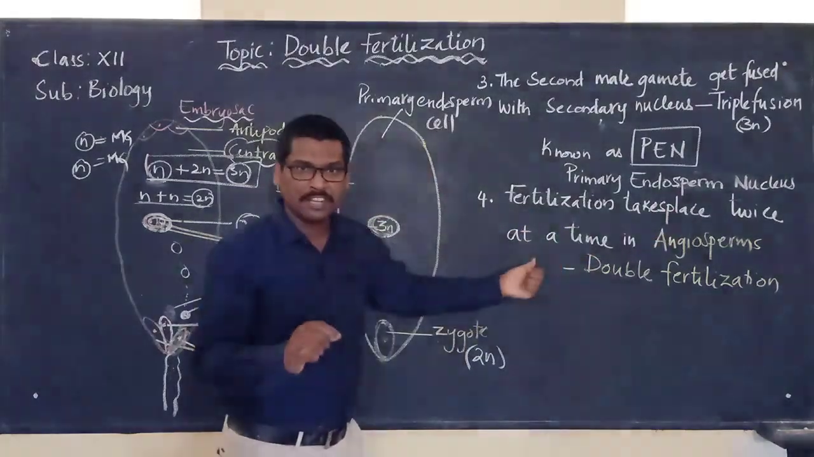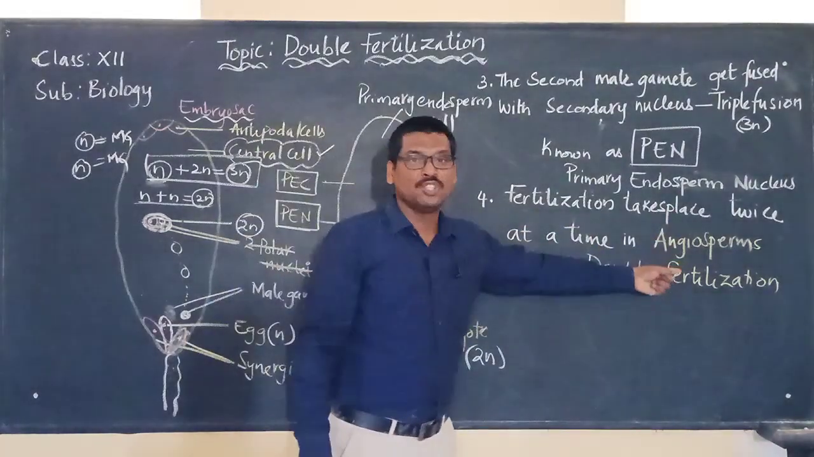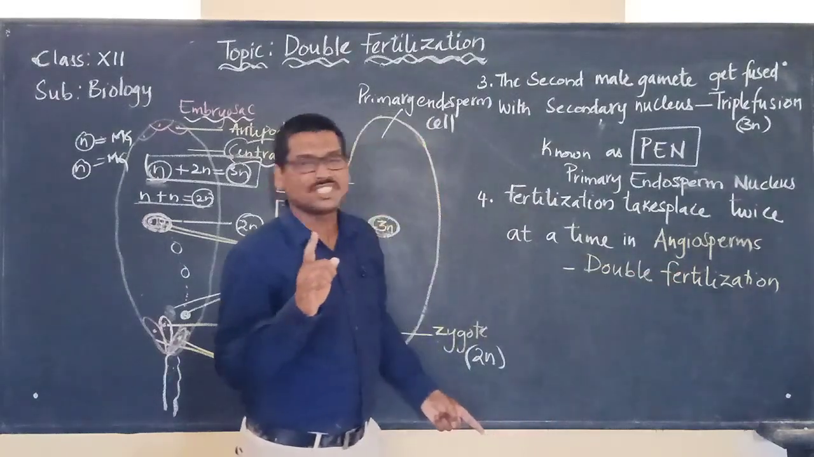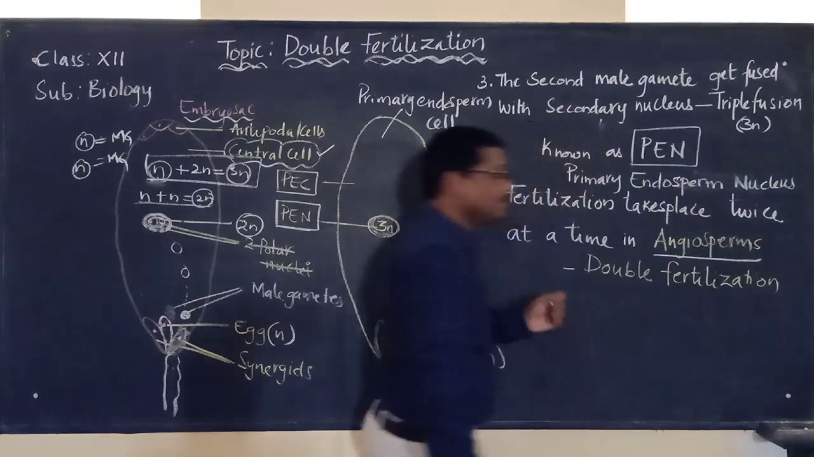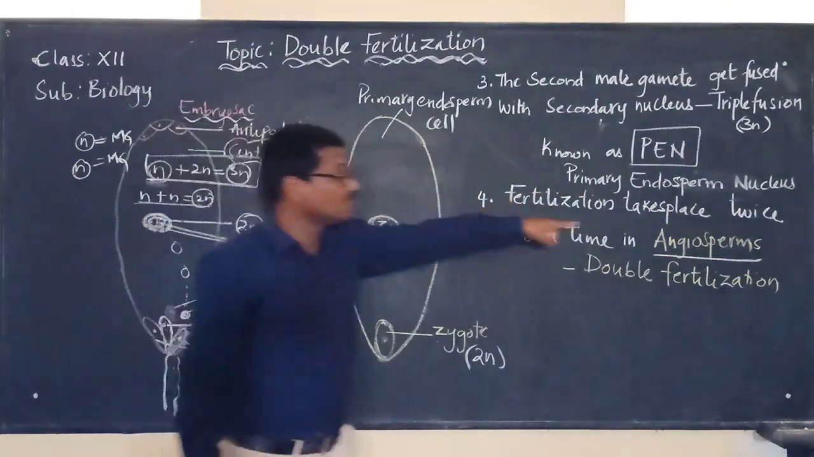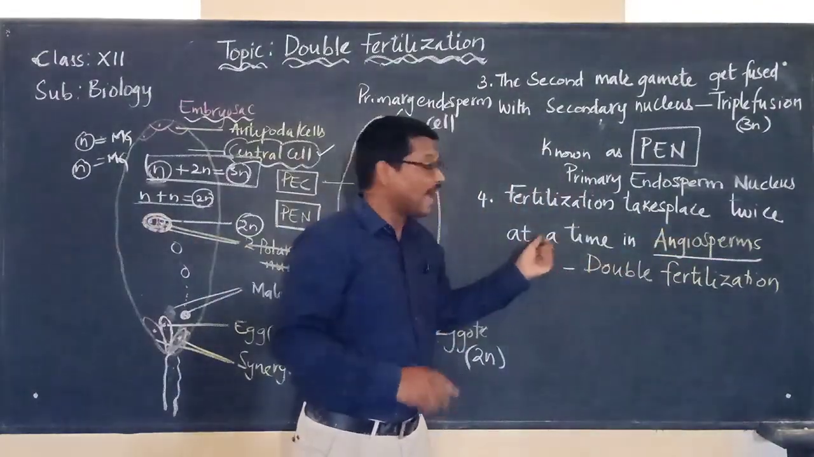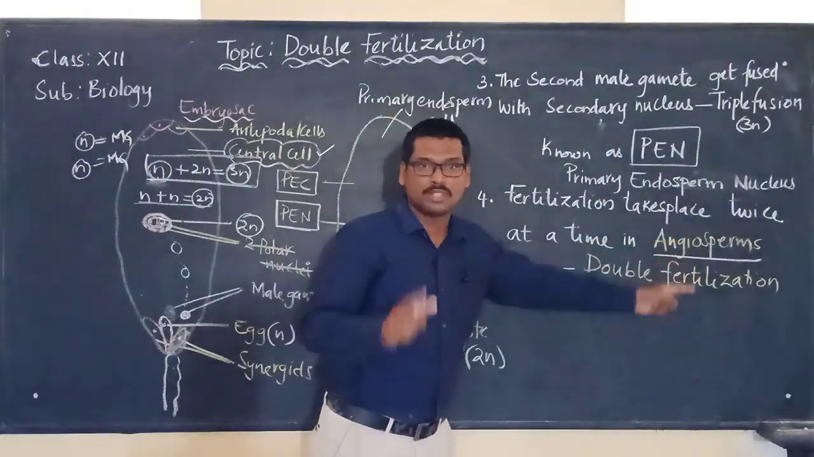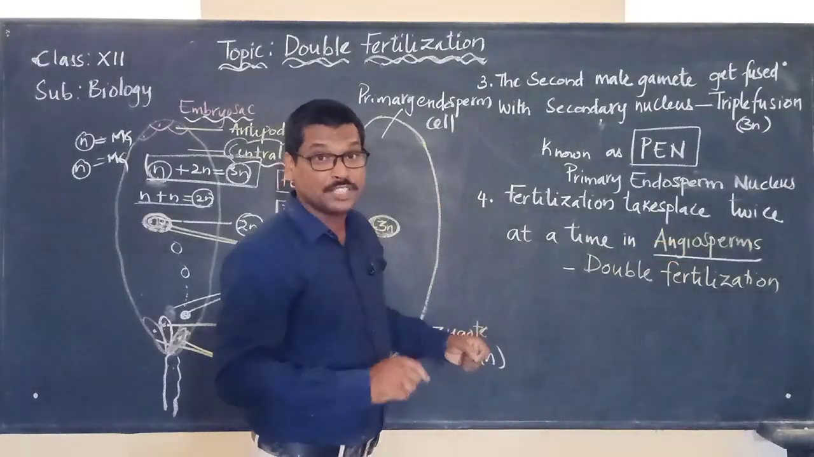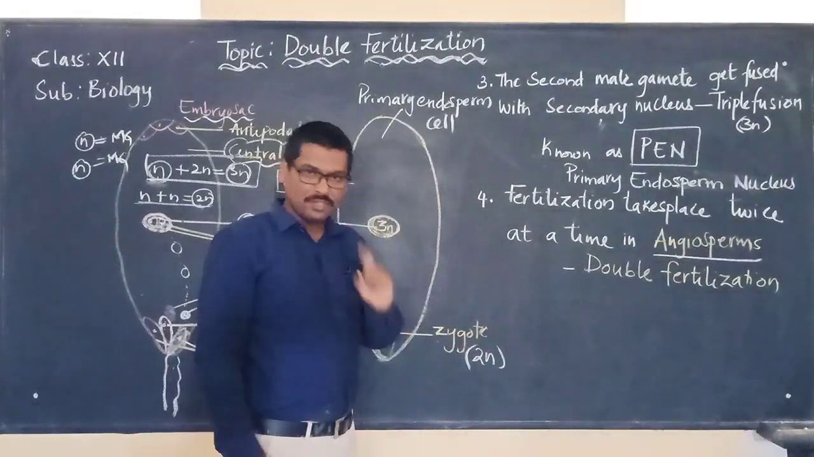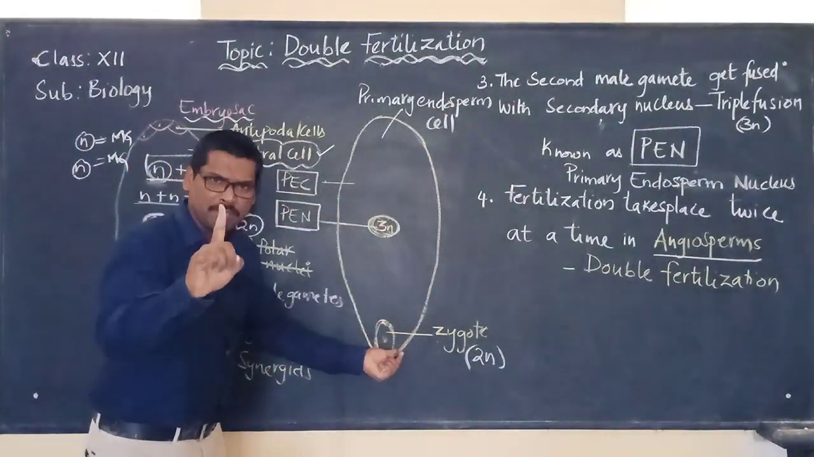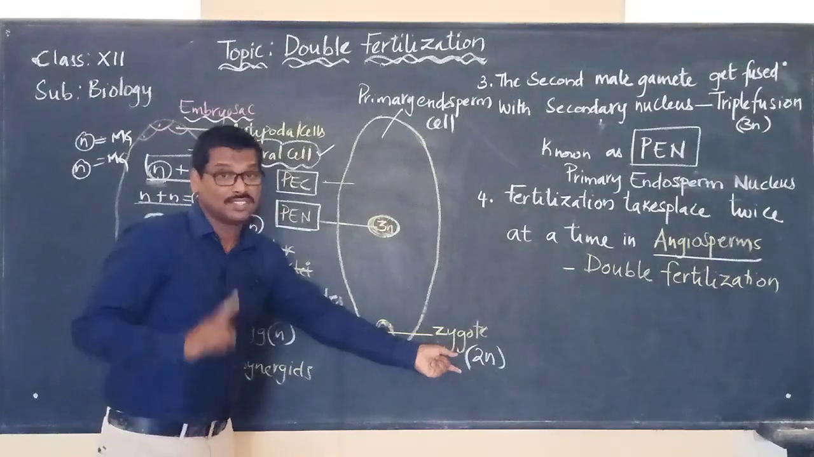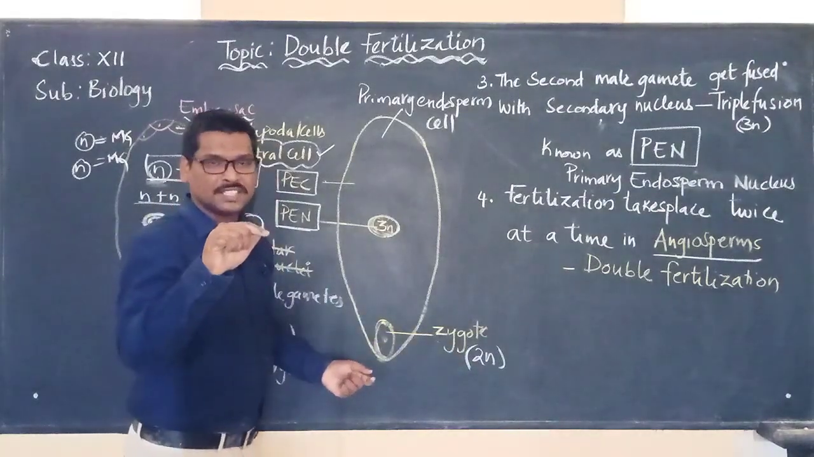This is also taking place at a time in angiosperms. So this is a unique characteristic we have to keep in mind. It is a unique characteristic of angiosperms. Fertilization takes place twice at a time in the angiosperms. One fertilization we call true fertilization. That is the fusion of one male gamete with the egg to form the zygote.